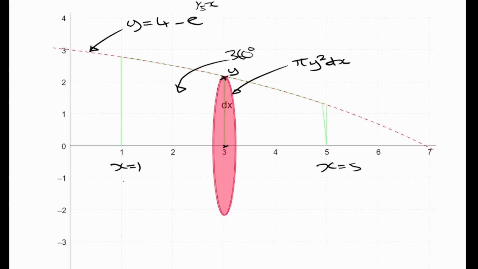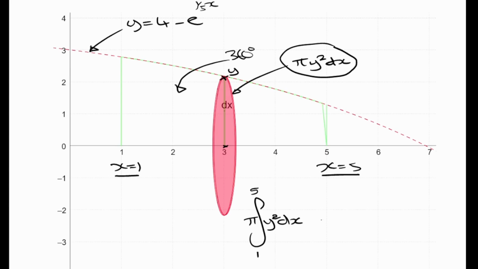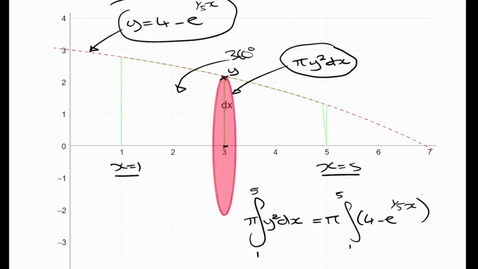So we can then integrate this function pi y squared dx between x equals 1 and x equals 5. We take our pi outside, and integrate y squared dx. We know y squared is our function squared, so we integrate pi times the integral between 1 and 5 of 4 minus e to the fifth x, all squared, dx. We're going to do that separately, so that's my introduction.